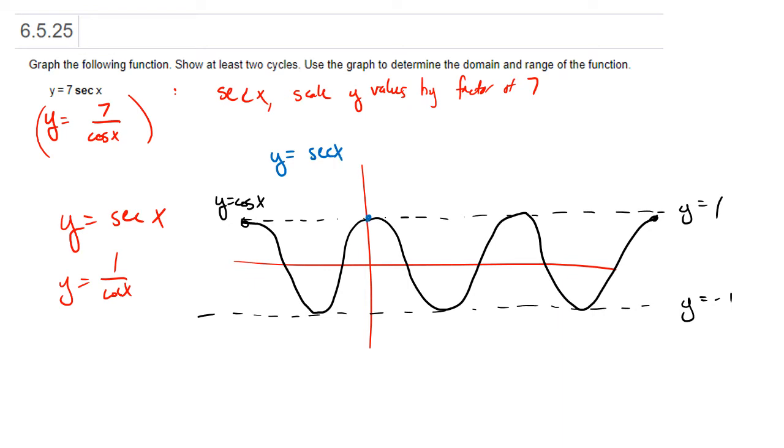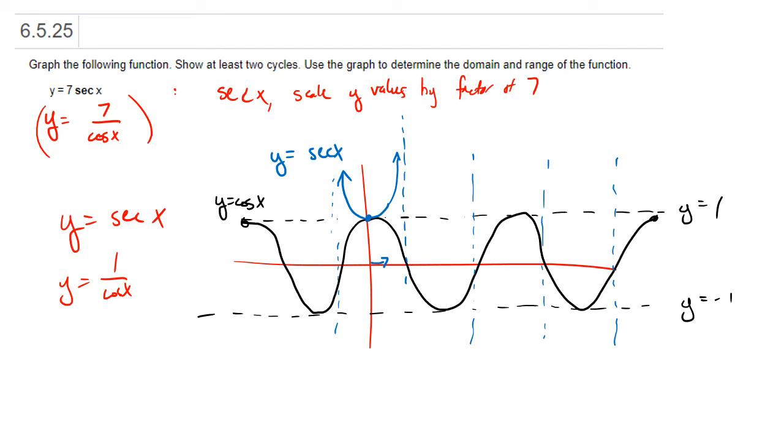Here, cosine was equal to 1, so 1 over 1 is 1. Now as x moves slightly positive, cosine is decreasing. If cosine is getting smaller, 1 over cosine is getting bigger. As cosine gets very close to 0, secant has a vertical asymptote. If cosine is 0, secant's not defined. Similarly here, wherever cosine has a 0, we've got a vertical asymptote. So all of these places where cosine is 0 are vertical asymptotes of the secant function.